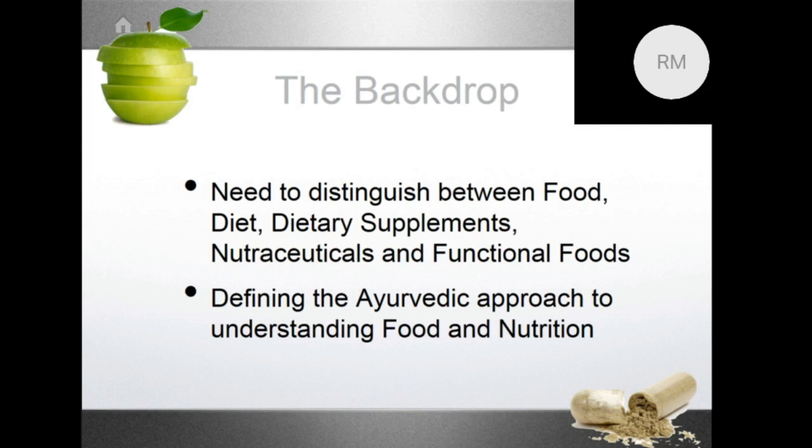So we need to distinguish. There are certain technical terms which are even used today and also in Ayurveda, that we distinguish between food, diet, dietary supplements, nutraceuticals, and functional foods. So Ayurveda also has very specific ideas on what is food, what is diet, what are dietary supplements, what is nutraceutical, and what is functional food. So we will try to define the Ayurvedic approach to understanding food and nutrition.